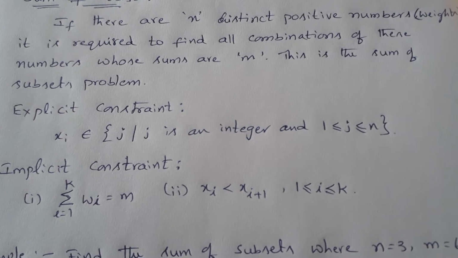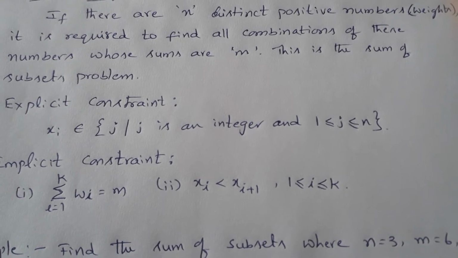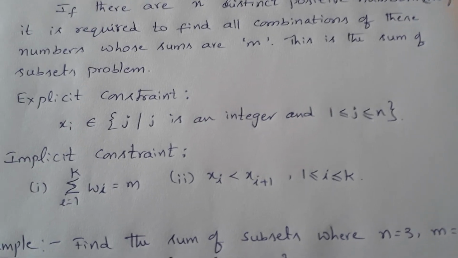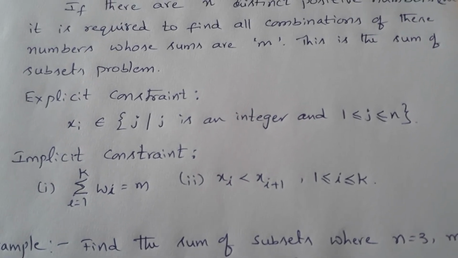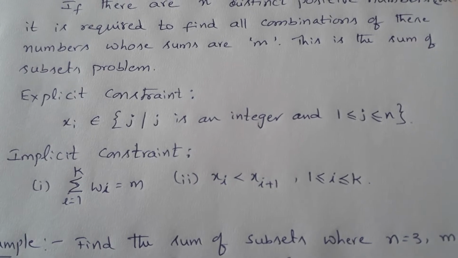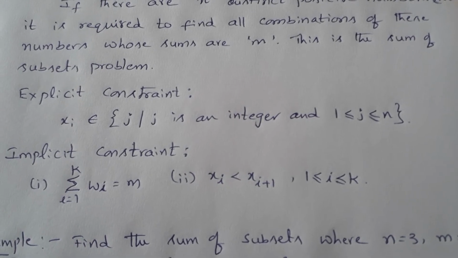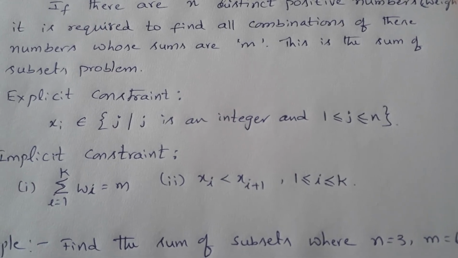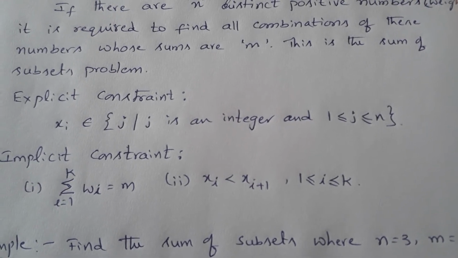Explicit constraint: xi belongs to j, where j is an integer and j lies between 1 and n. Implicit constraints: sigma i equals 1 to k of wi xi is equal to m, and xi must be less than xi plus 1, where i lies between 1 and k.